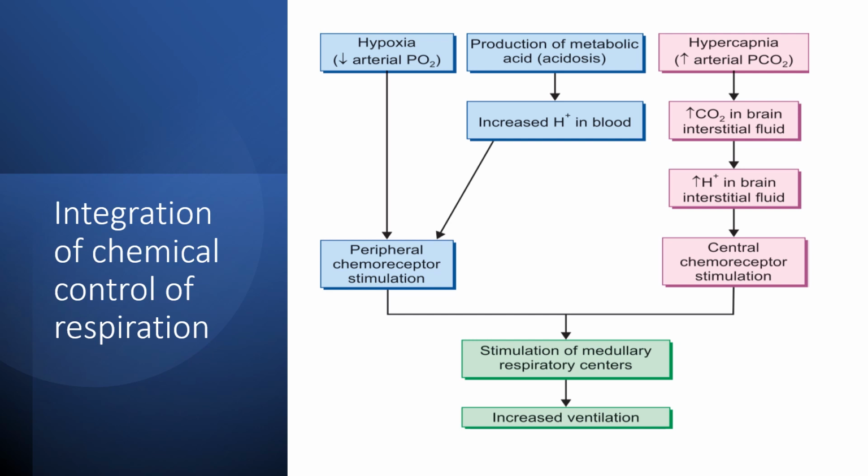Now, integration of the chemical control of respiration, we can see what is happening. Three things: partial pressure of oxygen, partial pressure of carbon dioxide, and hydrogen ion. Decreased partial pressure of oxygen is sensed by the peripheral chemoreceptor as well as the hydrogen ion, and the increased partial pressure of carbon dioxide is sensed by the central chemoreceptor. Ultimately the increase in hydrogen ion, which dissociates carbon dioxide to carbonic acid and then bicarbonate and hydrogen ion, is going to stimulate the central chemoreceptor. Both central and peripheral chemoreceptors give the signal to the medullary respiratory center to increase ventilation.